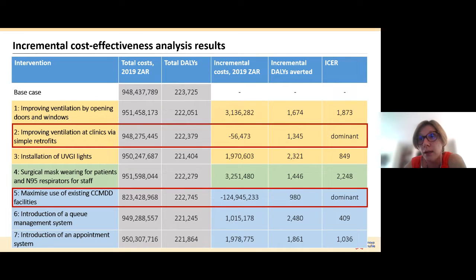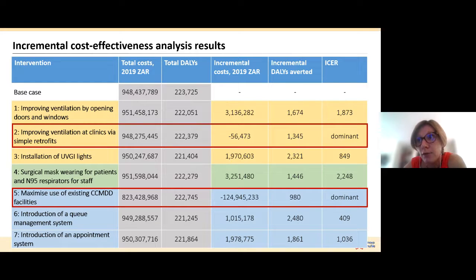And here, the total intervention enabler and consequential costs over the 10 years modeled are added up and divided by the effect measure, which is disability adjusted life years. Each intervention is compared to the base case, so the status quo, and the difference in cost per DALYs averted for each scenario is the incremental cost effectiveness ratio.